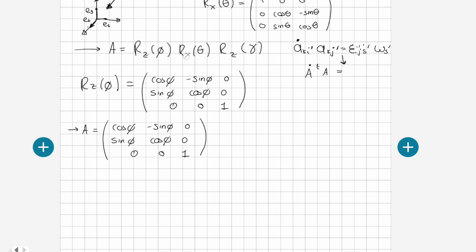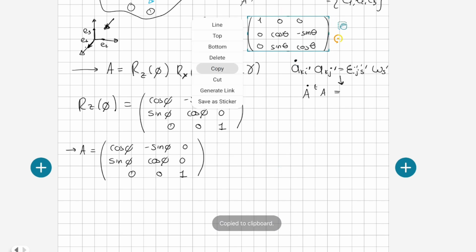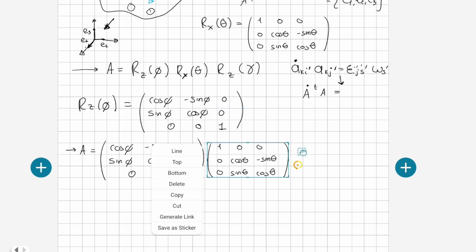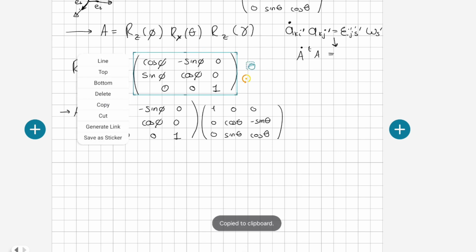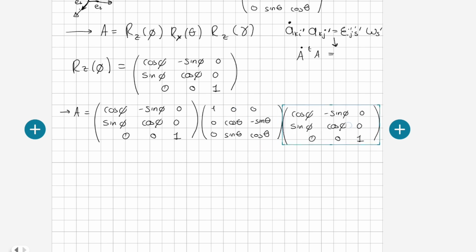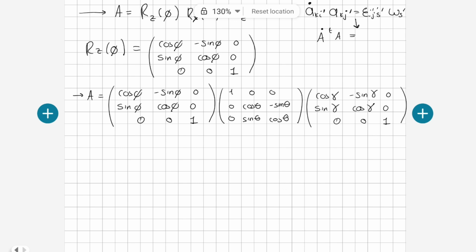Well, what happens with the Rx theta? We have it here, this matrix that I'm copying right now. And then the matrix that corresponds to the gamma variable is going to be the same, but instead of using phi in this matrix, we are going to use the gamma variable. So it will be this one, but we switch this phi for a gamma, like this. Perfect, so this is our matrix A.